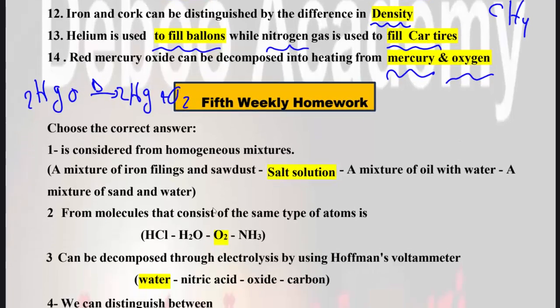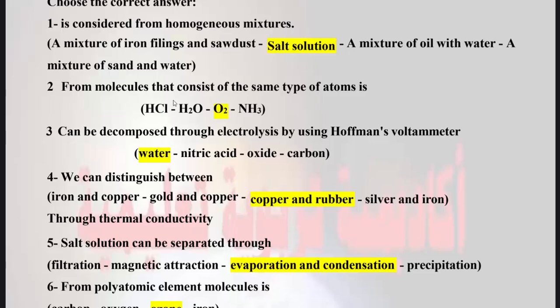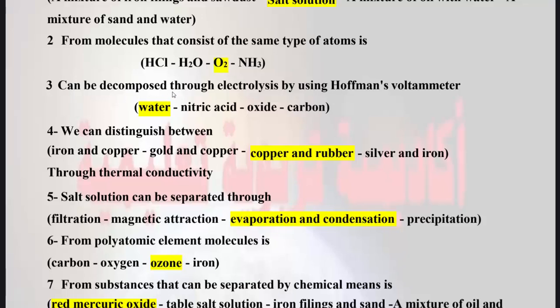Fifth weekly homework, choose the correct answer. Which is not considered a homogeneous mixture? We said salt solution. We can distinguish its molecules by naked eye. The molecule that consists of the same type of atoms is O2. What can be decomposed through electrolysis using a voltmeter? We said before it is water. H2O gives us 2H plus O2.